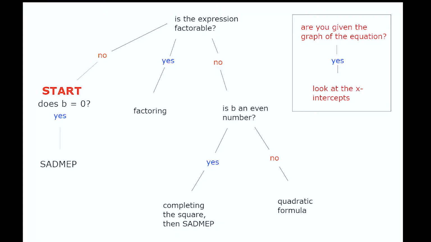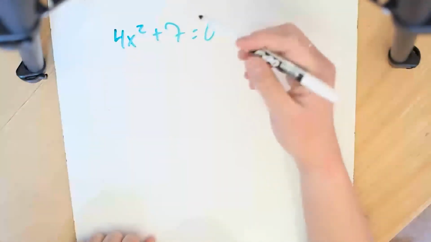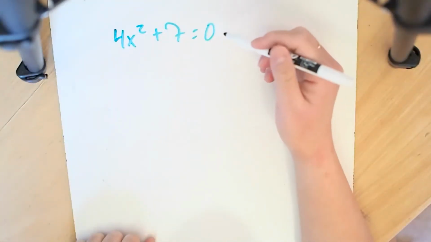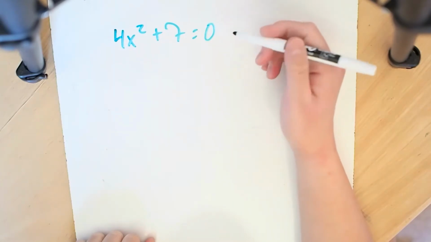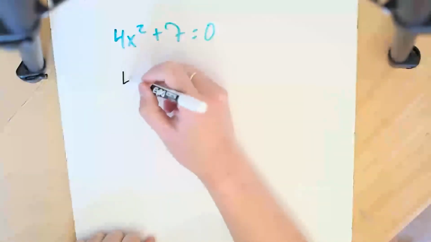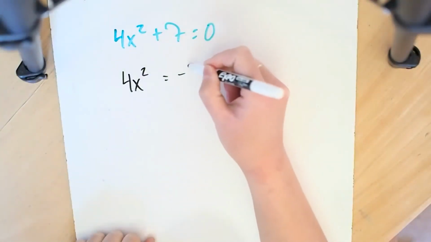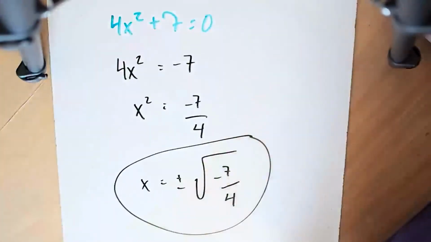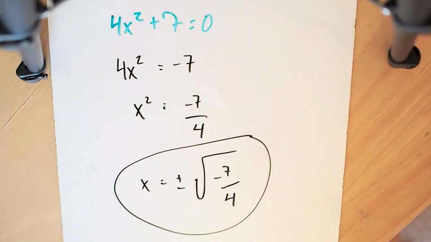So if we look at the chart, on the left we have a starting point. Does b equal 0? If b equals 0, then you can simply SADMAP. Here's an example of that. If I have 4x squared plus 7 equals 0, I can see that b equals 0, and therefore I can simply rearrange my equation to get this result. That was a quick and fast way to do it.